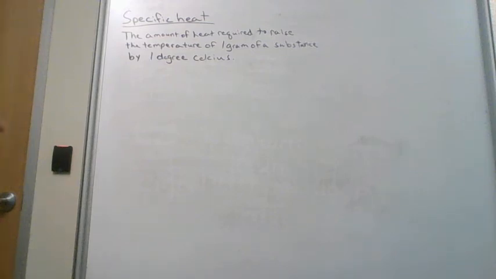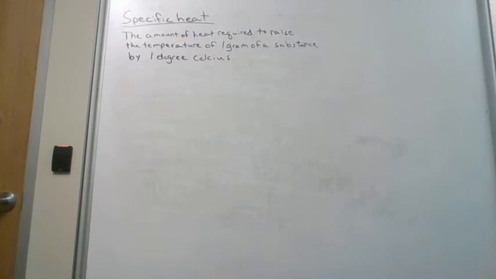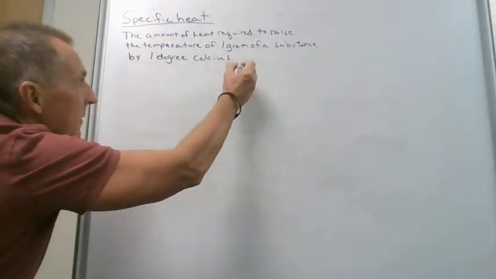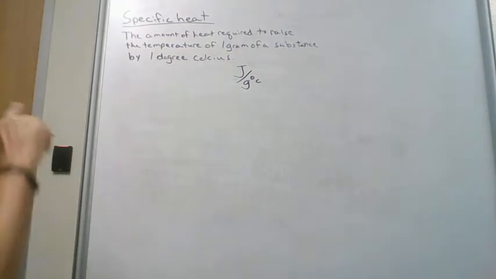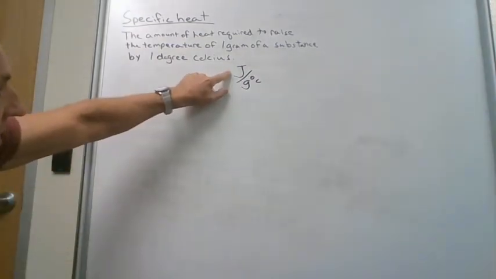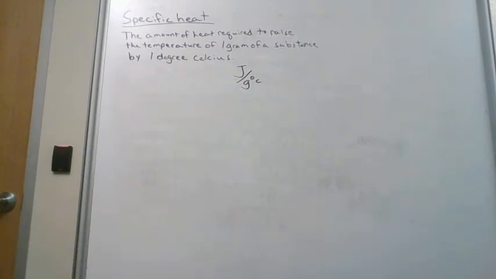Now we're going to talk about specific heat. So we're going to talk a little bit about heat, and specifically a term called specific heat. Specific heat is the amount of heat required to raise the temperature of 1 gram of a substance by 1 degree Celsius. The units of specific heat are joules per gram degree Celsius. So how much energy, measured in joules, does it take to change 1 gram 1 degree Celsius?